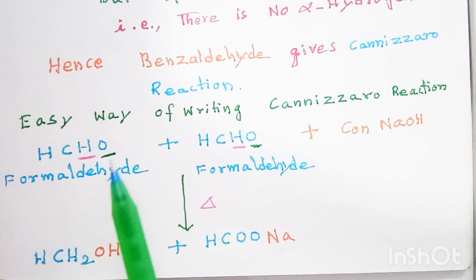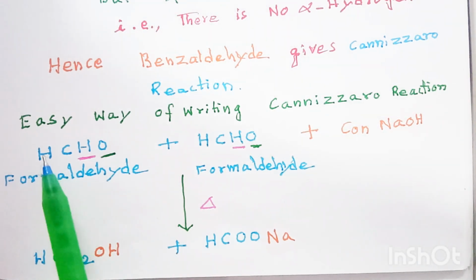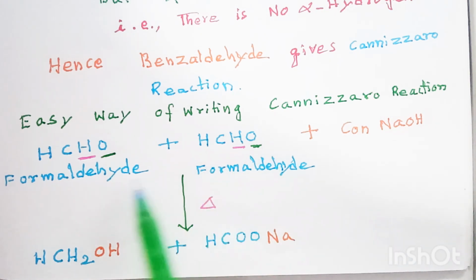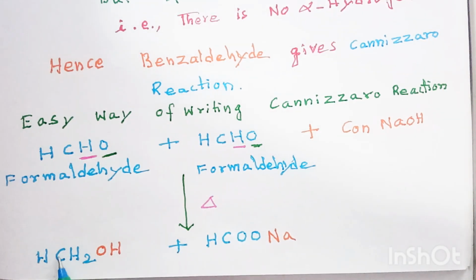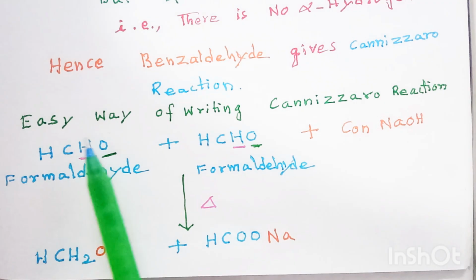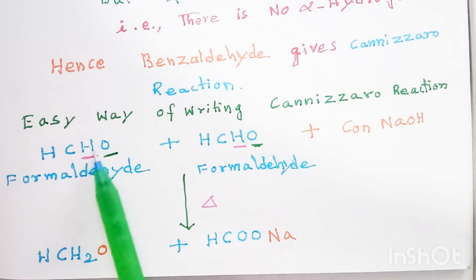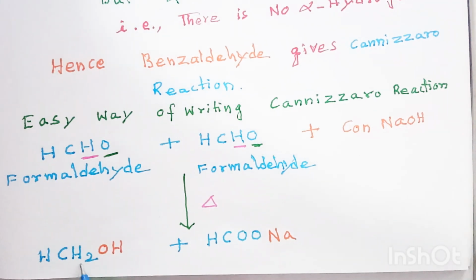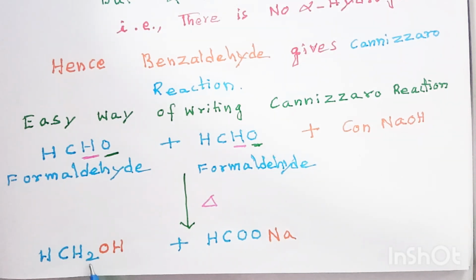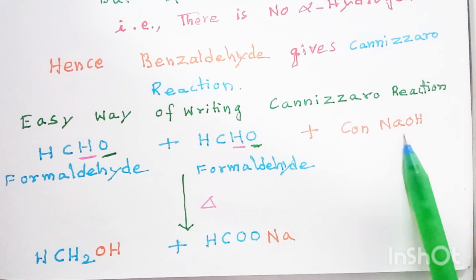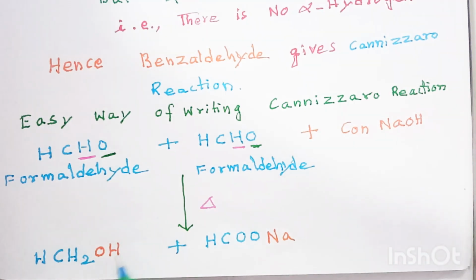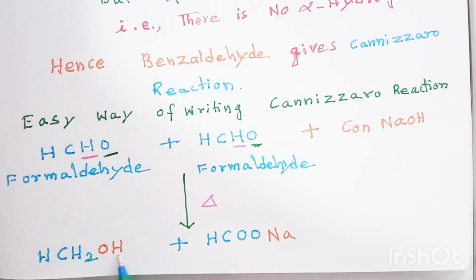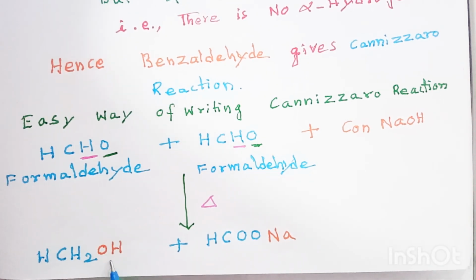Now let us see how it is done. HCHO plus HCHO. First write HC, then take this hydrogen and add to it. It becomes CH2. Take OH from alkali and write here. So this becomes CH3OH. This is the reductive product, alcohol.